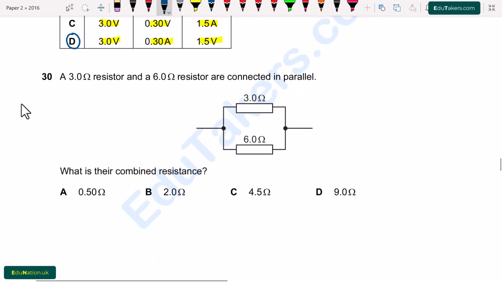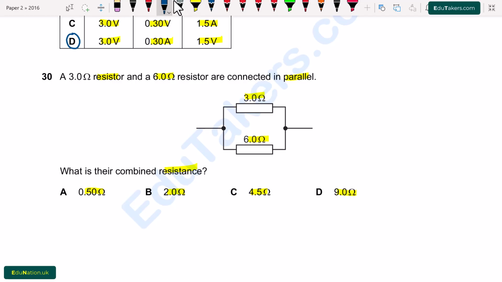Question number 30. A 3.0 ohm resistor and a 6.0 ohm resistor are connected in parallel. There are two resistors, 3.0 ohm and 6.0 ohm. What is their combined resistance? So here we have to find out the total resistance of this combination. Option A, 0.50 ohm, B, 2.0 ohm, C, 4.5 ohm, D, 9.0 ohm.